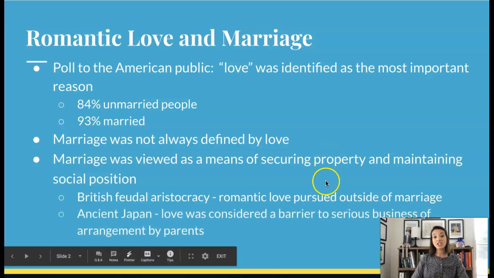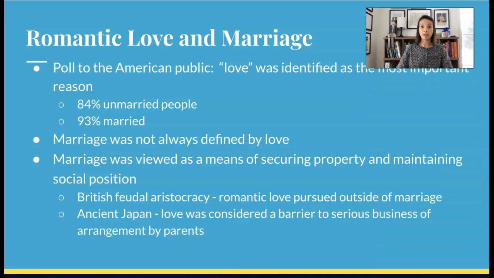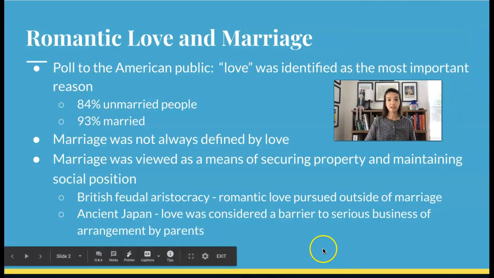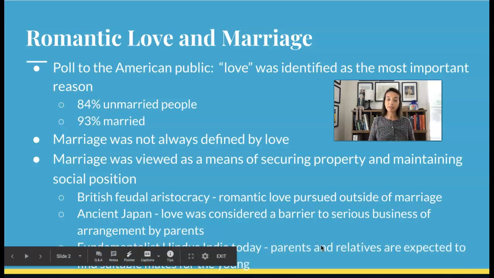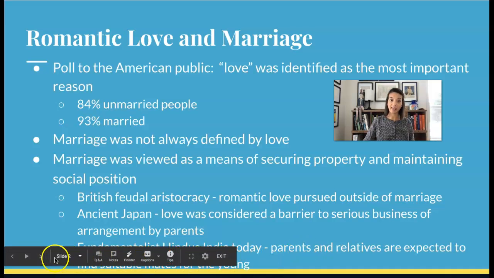Okay, now in ancient Japan, love was actually considered a barrier to the serious business of marriage, which was arranged by their parents, which is similar to the way that the fundamentalist Hindus of India today arrange marriages. So the parents and relatives within this group in India are the ones that find suitable mates for two people that are at marrying age.